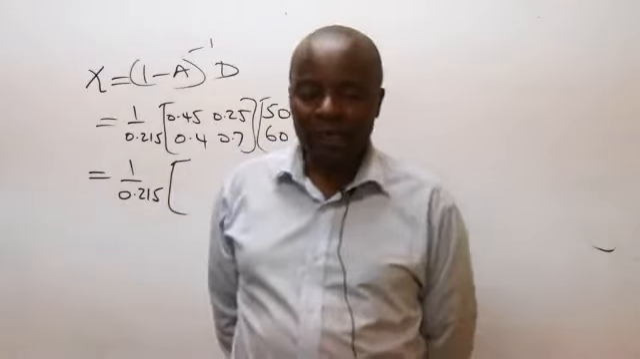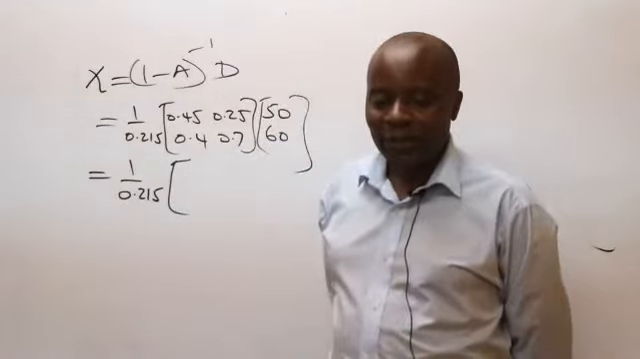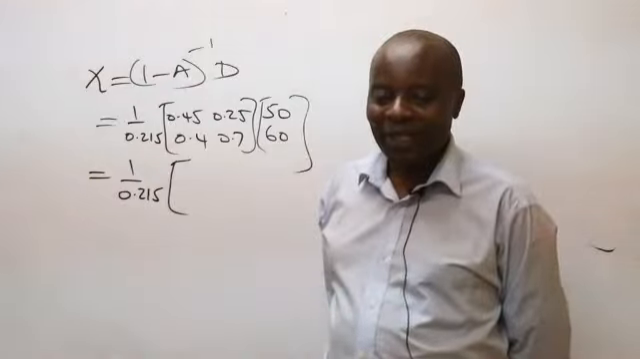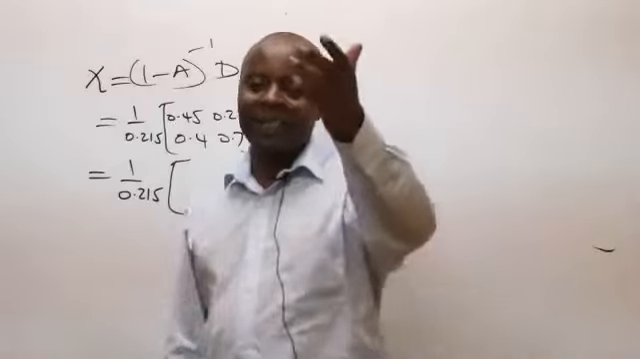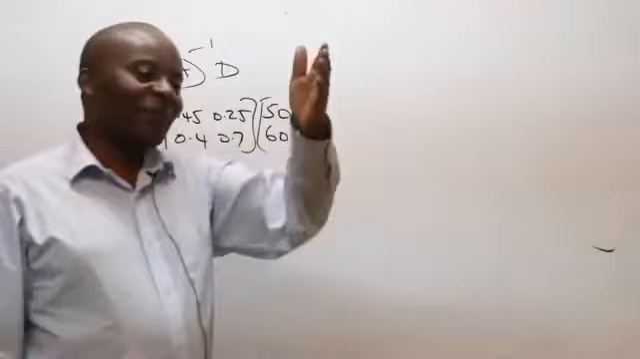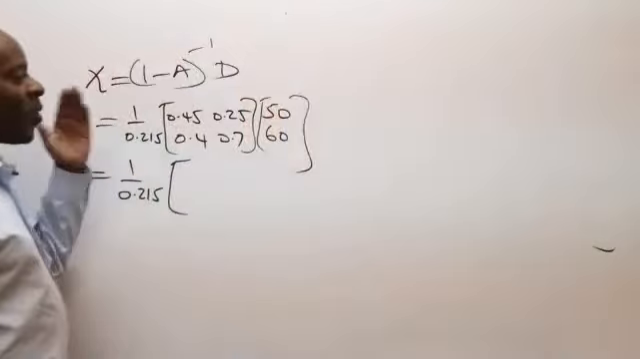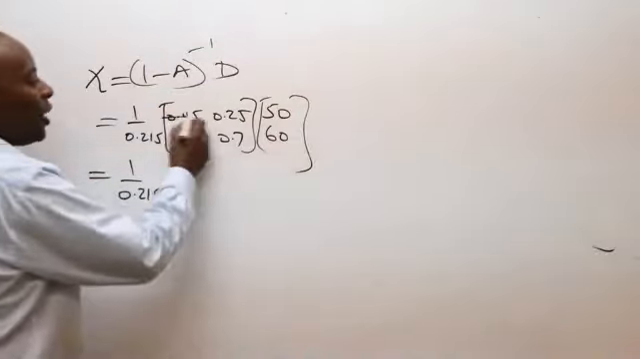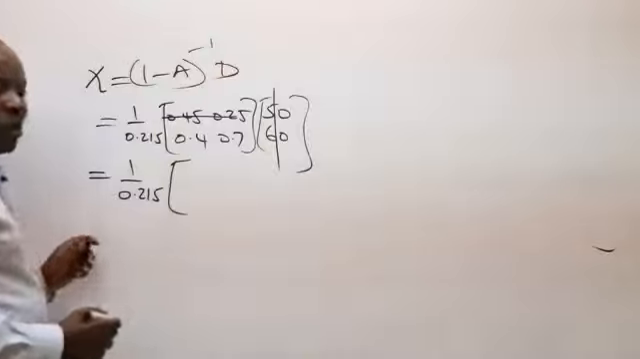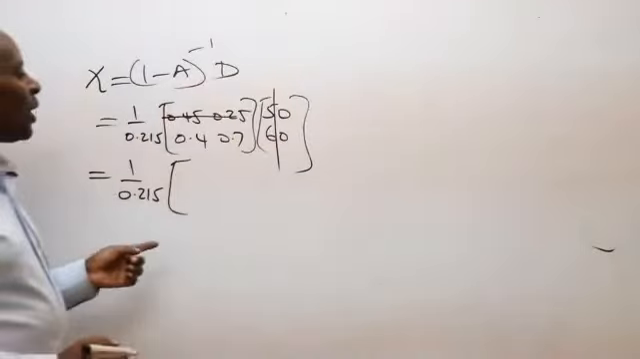What comes to your mind when somebody tells you to multiply 2 matrices? Row times column, thank you very much. So this is the row here, and that is the column. Could you kindly go ahead and do the multiplication for us?